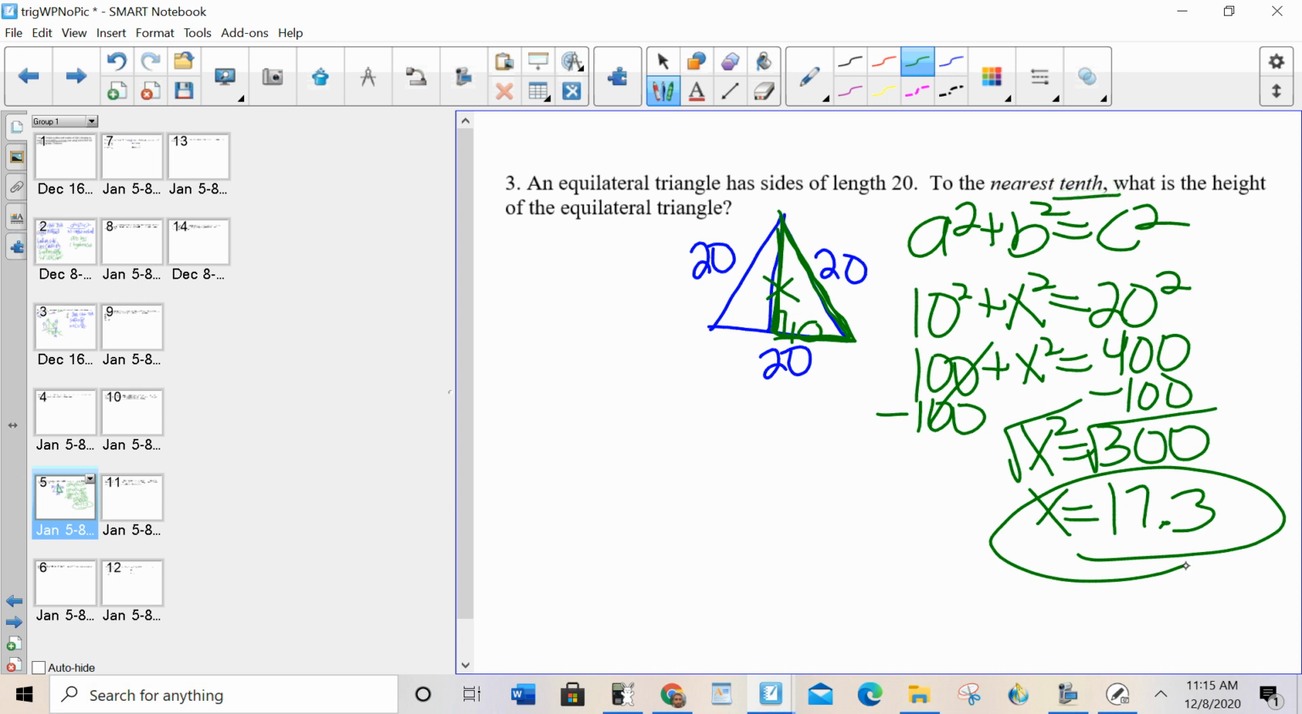So I drew a picture. I just drew whatever it told me. It told me there was an equilateral triangle. So I drew an equilateral triangle with sides 20. It wanted me to find the height, so I drew in the height. And once I did that, I ended up with a right triangle. I had no angles involved, so I used Pythagorean Theorem to find the missing side.